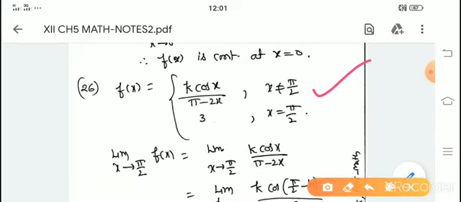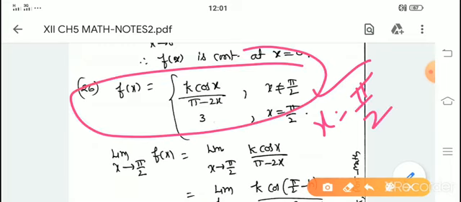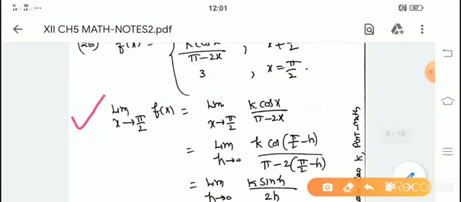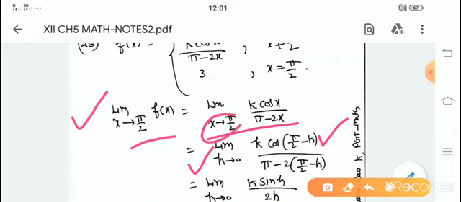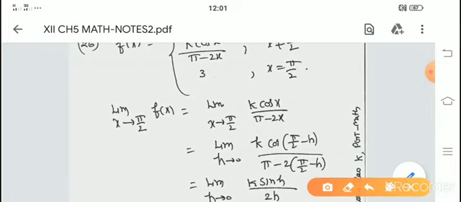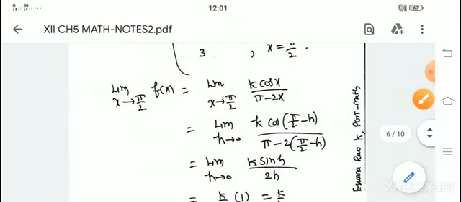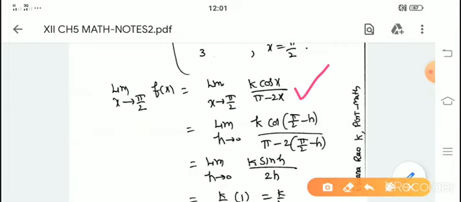Since this function is given continuous at x is equal to pi by 2, they told it is continuous. Look at the textbook, you clearly understand that this given function is continuous at x is equal to pi by 2. So I am finding limit x tends to pi by 2 of f of x. I just converted it into h tends to 0, taking x is equal to pi by 2 minus h, because when h is equal to 0, x value is pi by 2. So limit h tends to 0, this way I am following. Then k cos x by pi minus 2x becomes k cos of pi by 2 minus h by pi minus 2 into pi by 2 minus h.